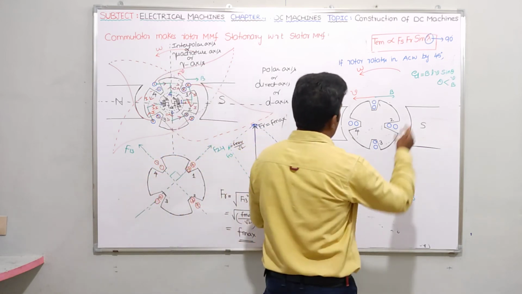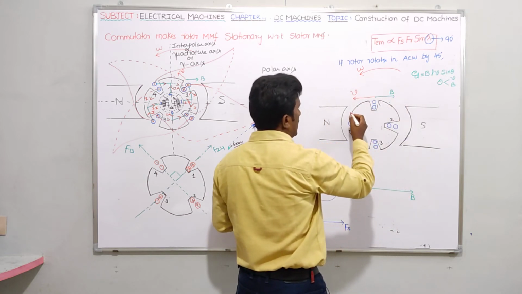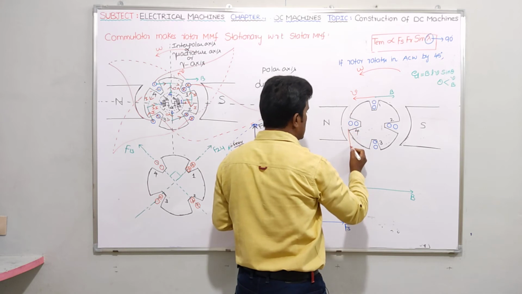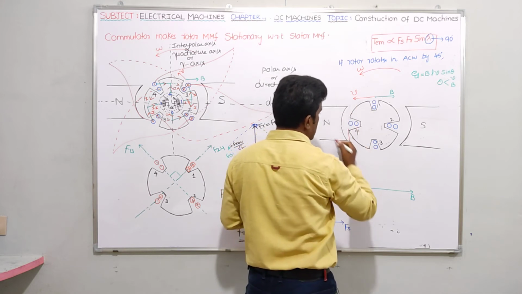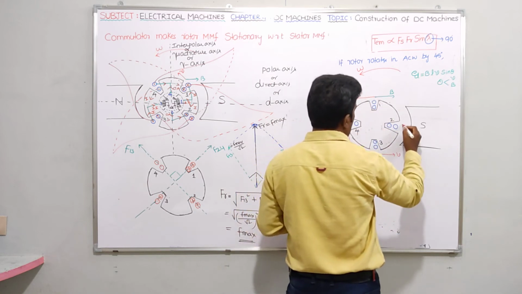Okay. So anti-clockwise rotation like this. Tangential motion at slot number 1 is like this. Tangential motion at slot number 4 is like this. Tangential motion at slot number 3 is like this. Tangential motion at slot number 2 is like this.